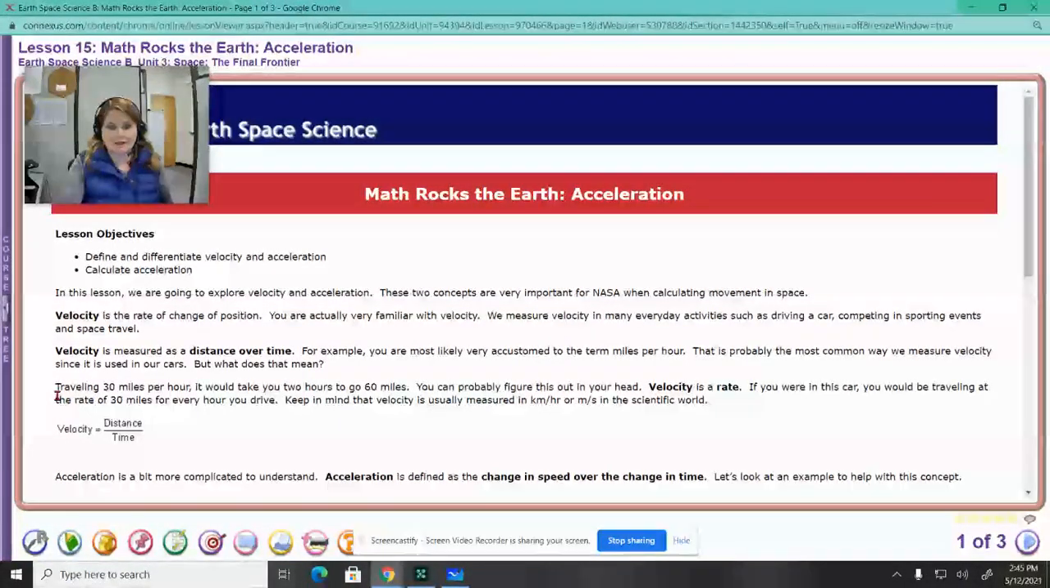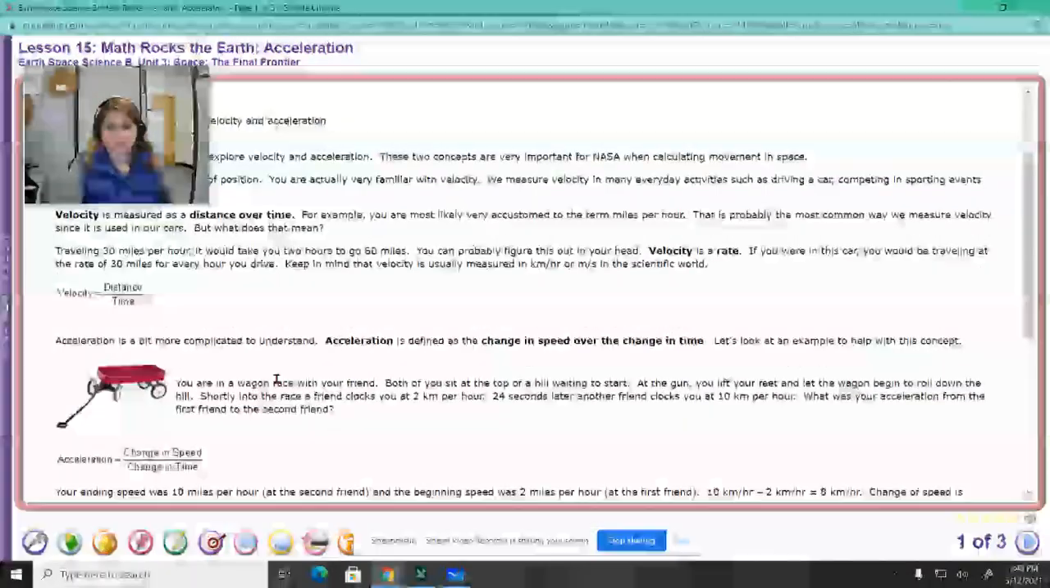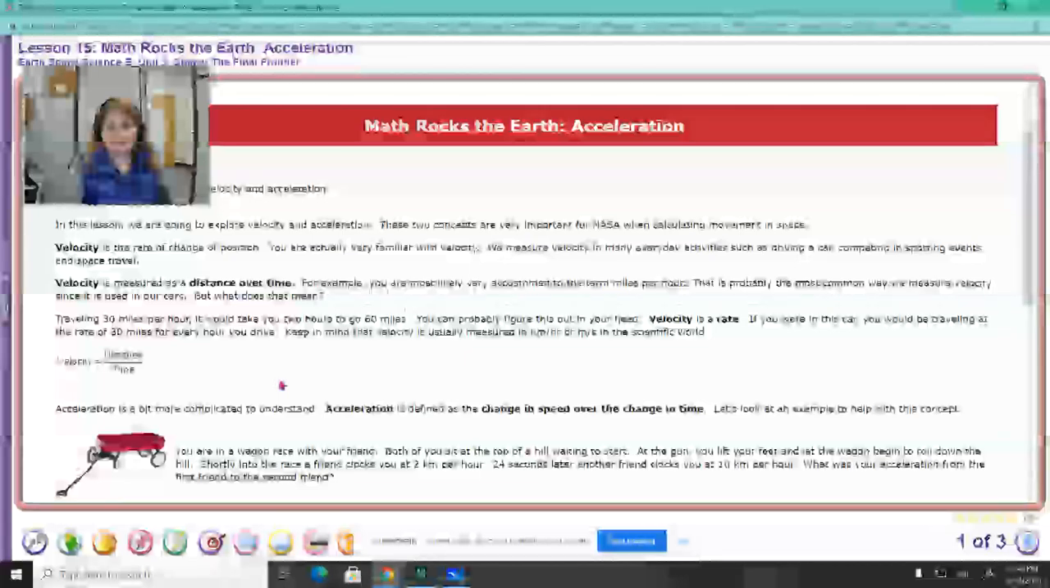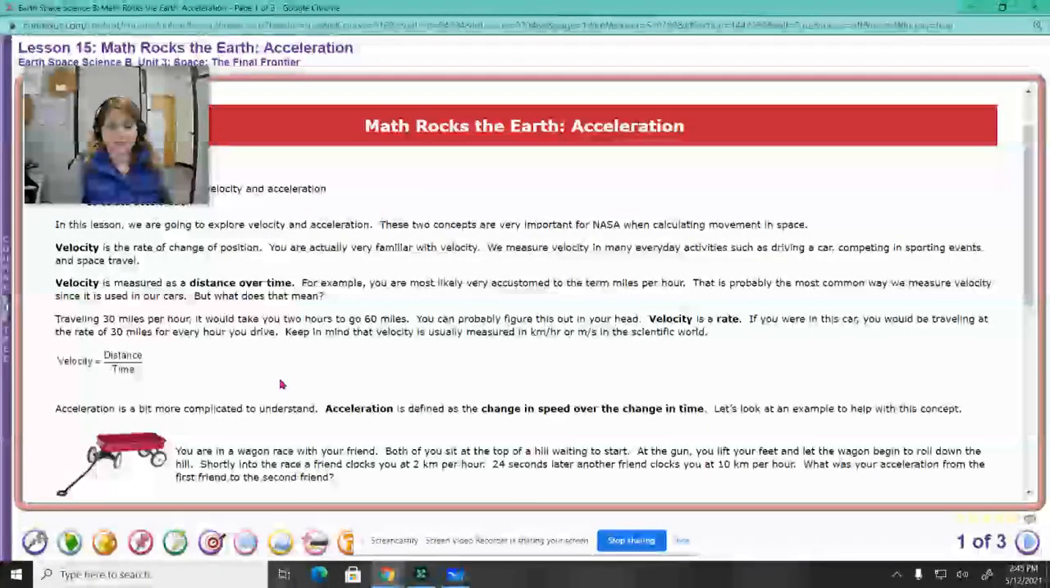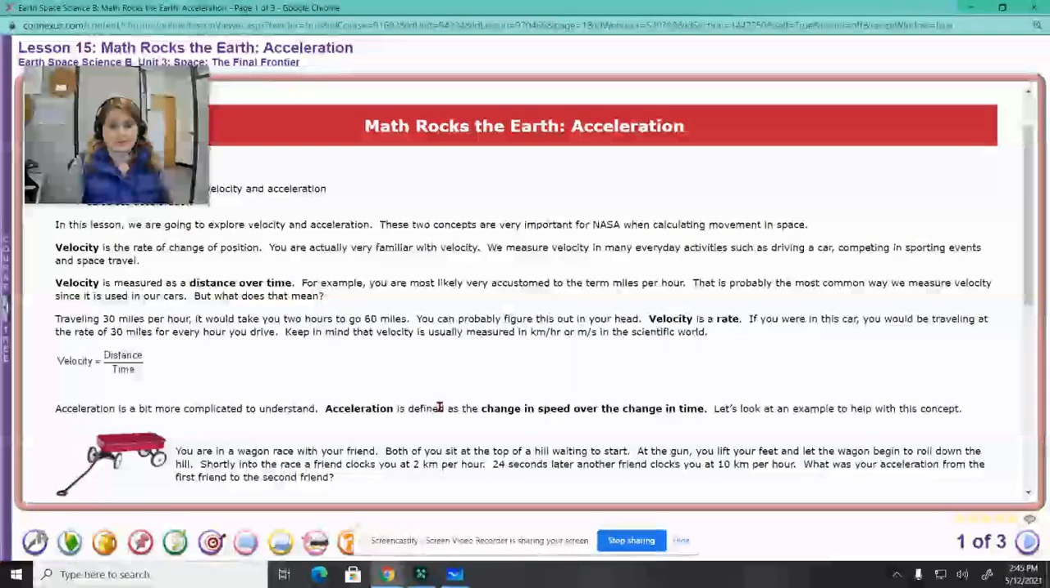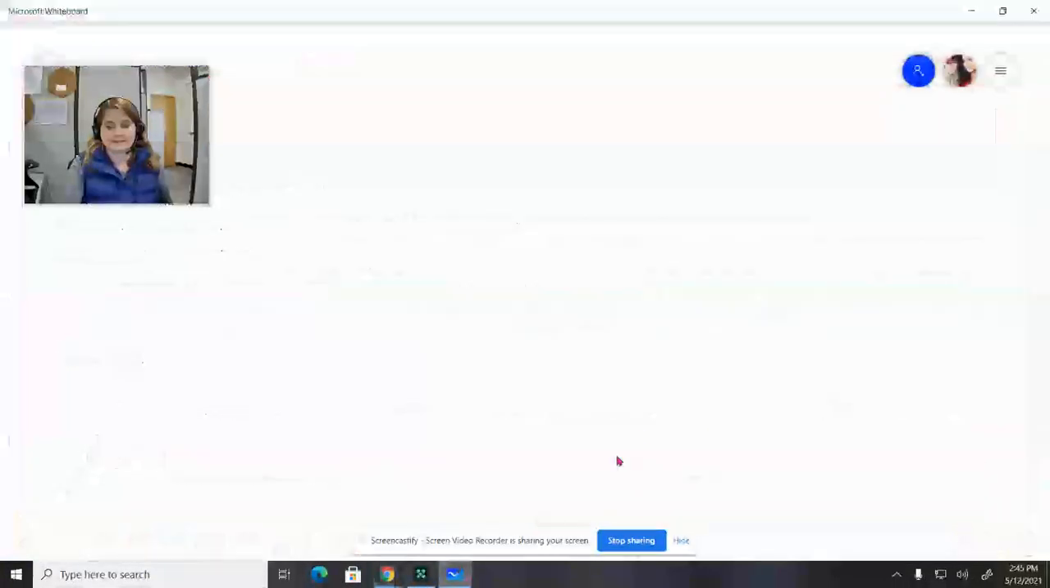All right, so what you're going to need to do is basically just solve a few problems. They talk a bit about acceleration, a bit about velocity, and how you measure them here. Because as we're looking through space, we're looking at how things move. We're getting used to these units of measure, getting used to the difference between a velocity, acceleration, and so on and so forth.